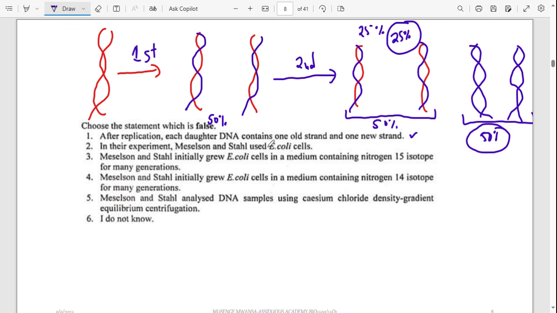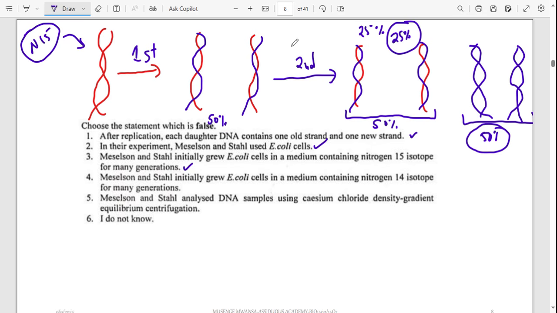In their experiment, Meselson and Stahl used E. coli. This is also true. We even mentioned that at the beginning. Meselson and Stahl initially grew E. coli cells in a medium containing nitrogen 15 isotope for many generations. This is true. This red will actually be representing nitrogen 15.